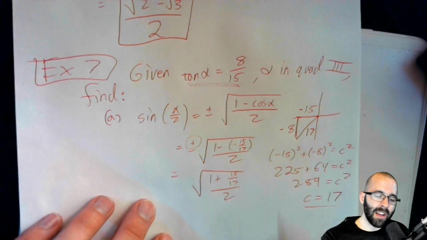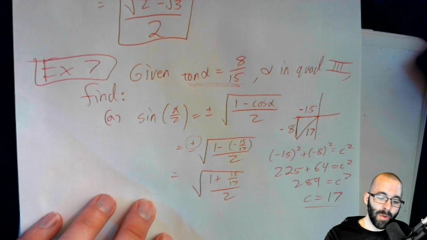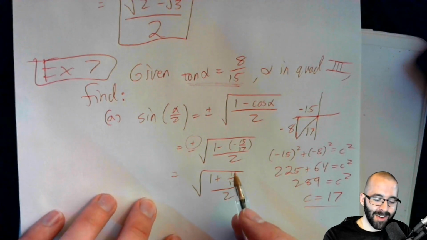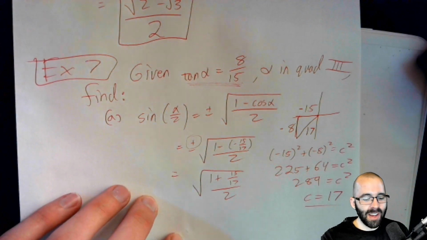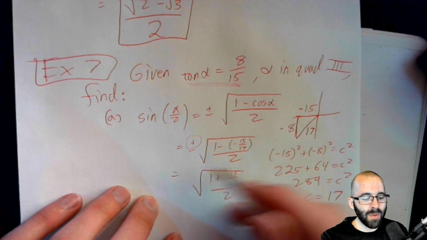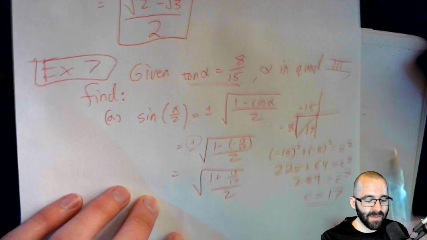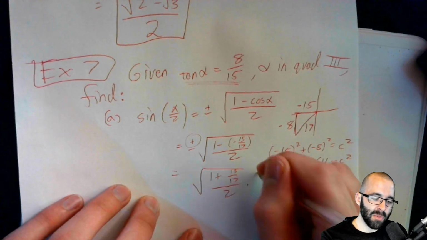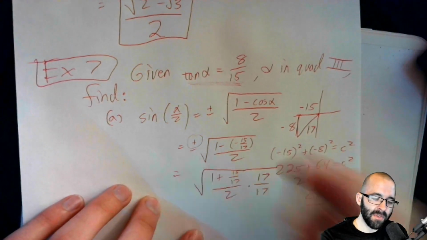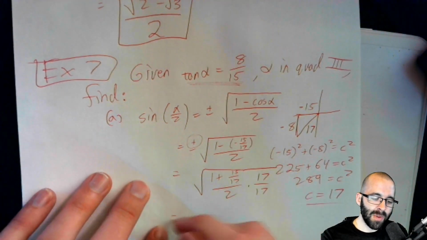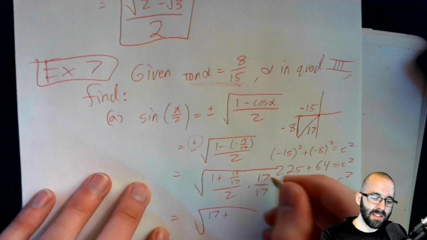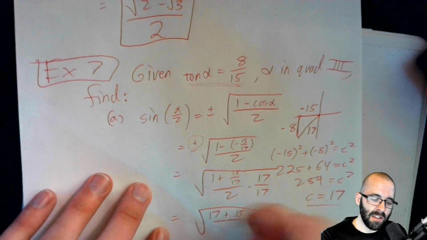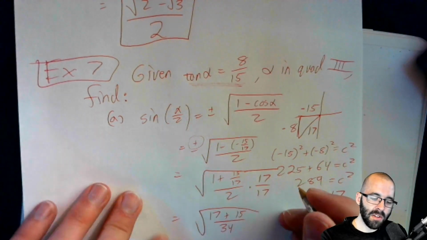And again, algebra is coming back. It's never going away. Well, it actually does go away eventually, but not in a math class. All right, we have a complex fraction and we have an irrational denominator. So let's deal with the complex fraction first. Multiply the top and the bottom by the LCD inside the square root. Distribute that 17 to the top. You get 17 plus, the 17's cancel on the second term, 15. On the bottom is 34.